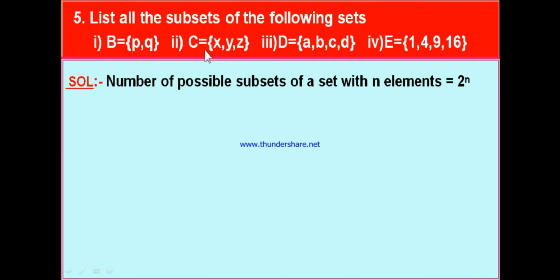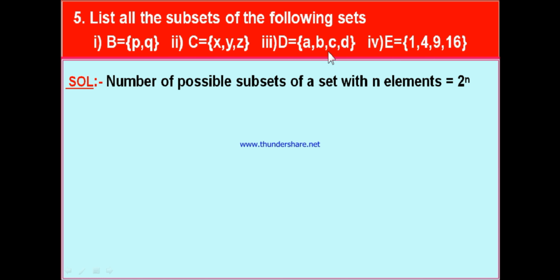Look at C. How many elements are there in set C? There are 3 elements in C. Then the number of possible subsets is 2 power 3. 2 power 3 means 2 into 2 into 2, that is 8. If you look at D, there are 4 elements. Then the number of possible subsets for D is 2 power 4, 2 power 4 is 16. Therefore, there are 16 possible subsets for the set D.